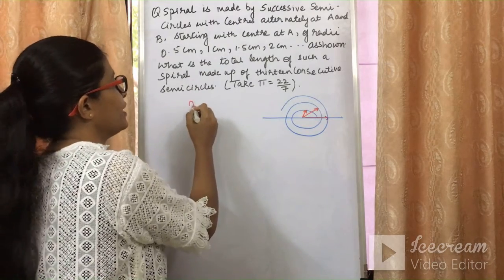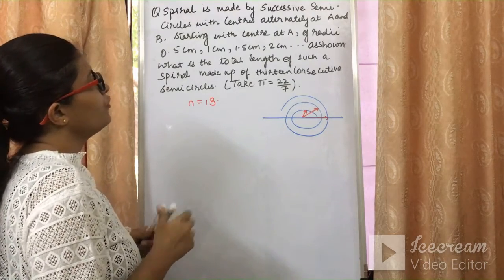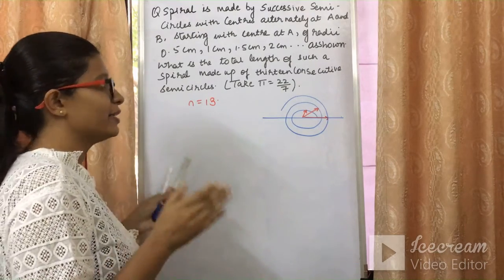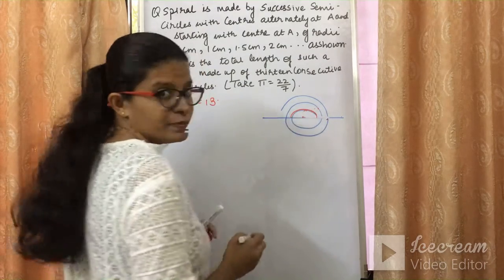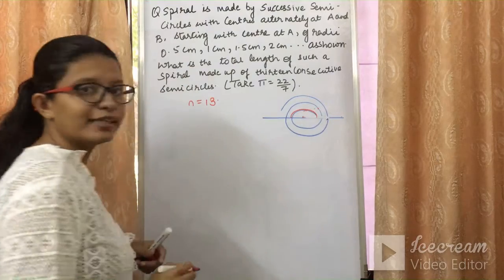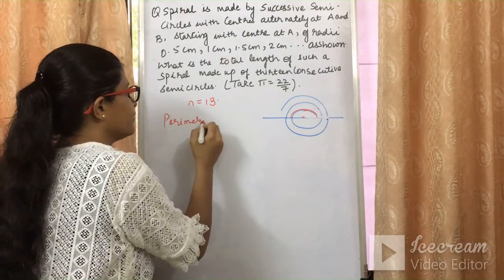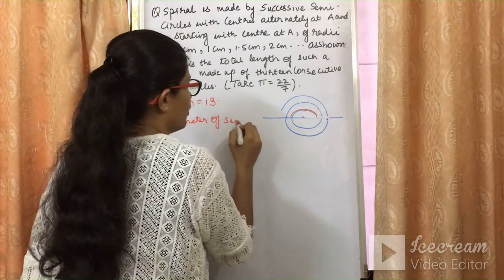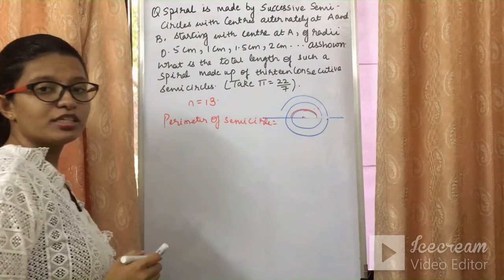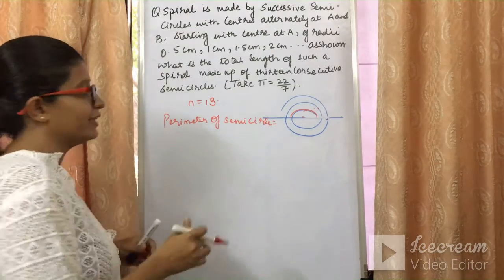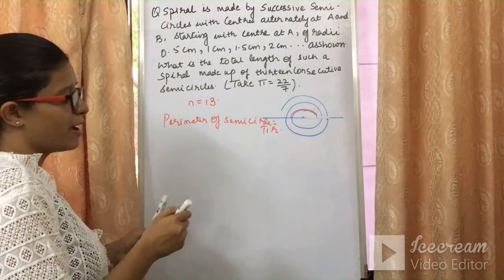How many semicircles do we have? 13 consecutive semicircles. So what do we need to take out? We need to take out the length of the semicircles. The length of a semicircle is nothing but the perimeter of the semicircle. What is the perimeter of the circle? The perimeter of the circle is 2 pi r. So for a semicircle it will be half of that, that is pi r.